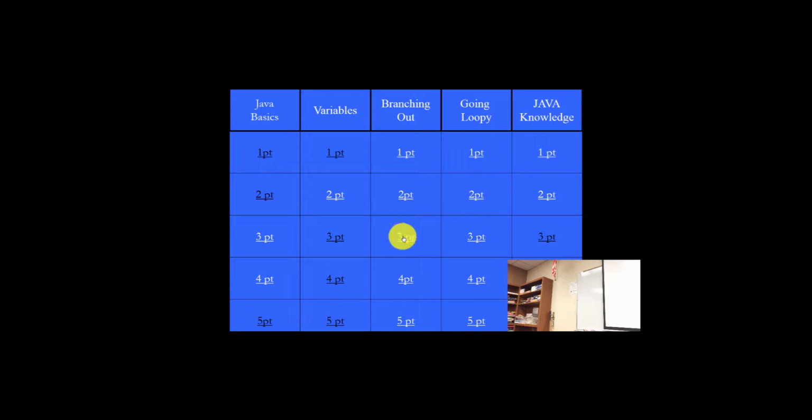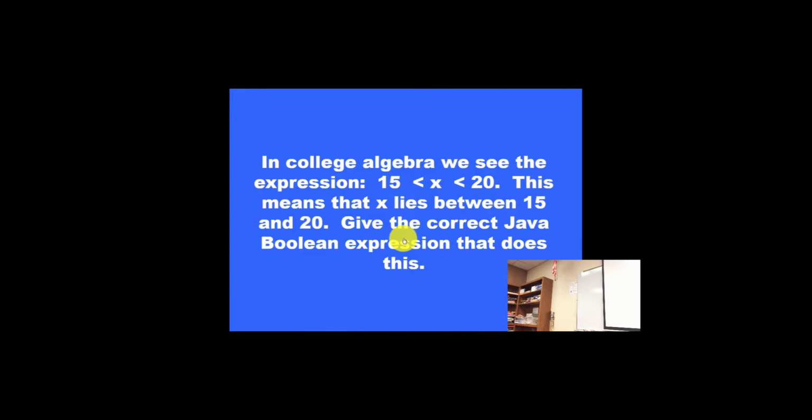Okay. All right, in college algebra, we see an expression that looks like that one. Give the correct Java Boolean expression that does this, and you might have to actually write this one down. You can go to the board. You can write it on the board if you want. There is a pen up there. So remember, Java can only see 2 things at once. That's why we can't write stuff like that. Can I help him a little bit? Well, we'll see if he gets it. You want to? I don't think I'm going to get this. Okay. Yeah, you can go up and do it, I guess.